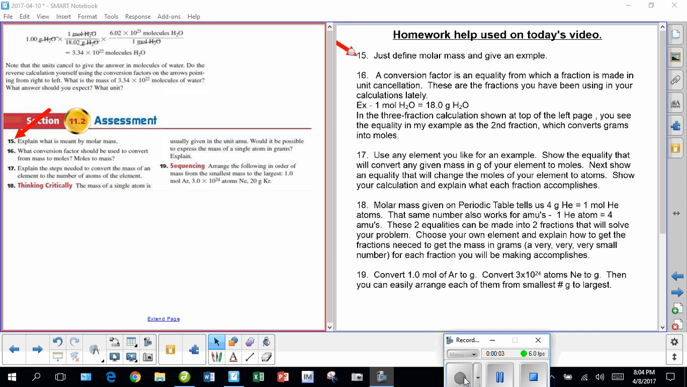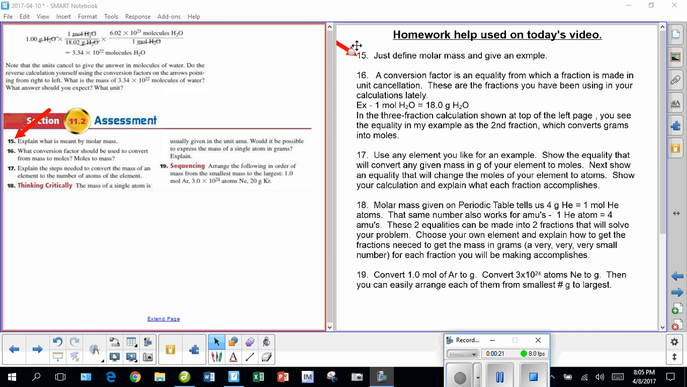This recording is meant to help you with your homework for the weekend. This was assigned on April 7th and is due on the 10th, which is Monday. So the first question is just define molar mass.